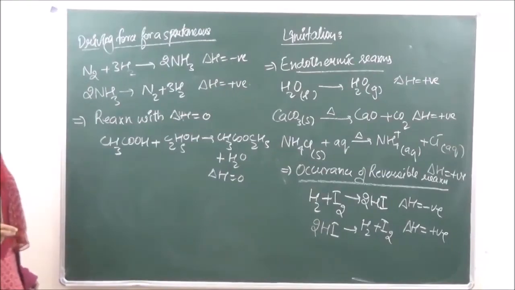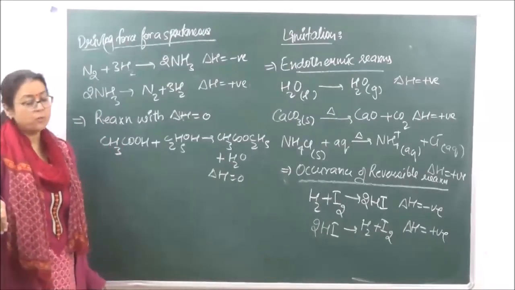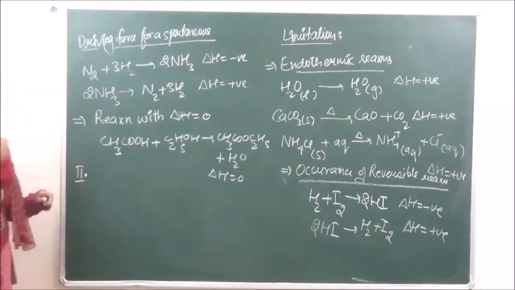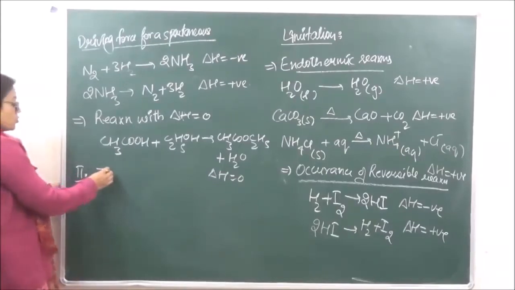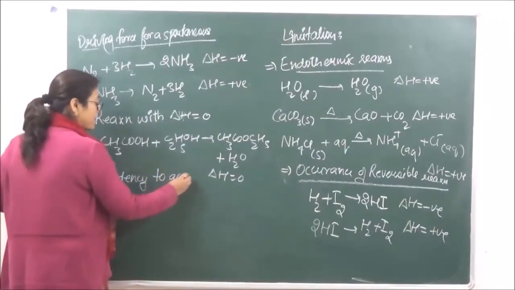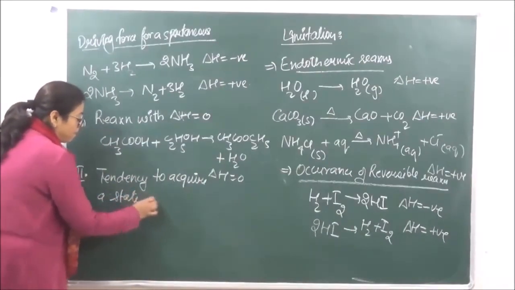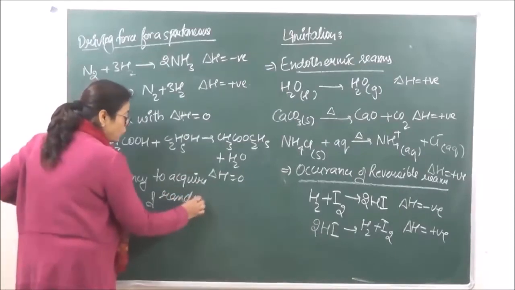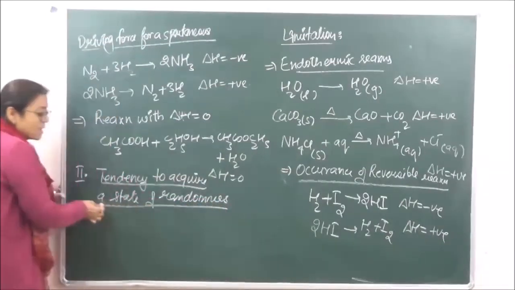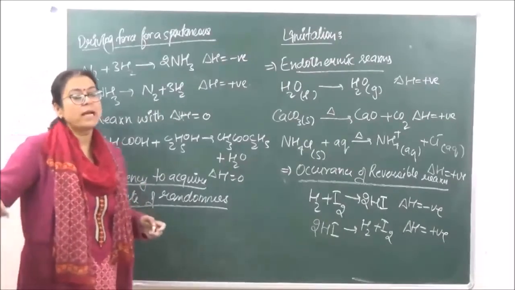So there should be some other reason as the driving force other than the energy changes. So what is going to be this second reason? The second reason is that every system has the tendency to acquire a state of randomness. What do we understand by this term which we are using over here? Randomness. Randomness का मतलब होता है disorderedness. To go into a disorderly arrangement so that they can easily move.